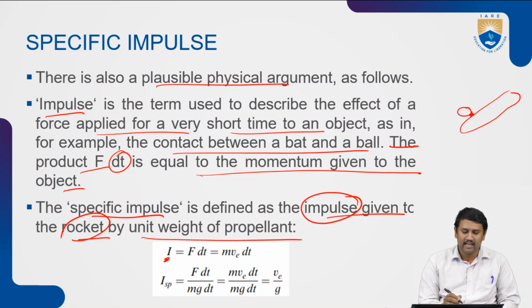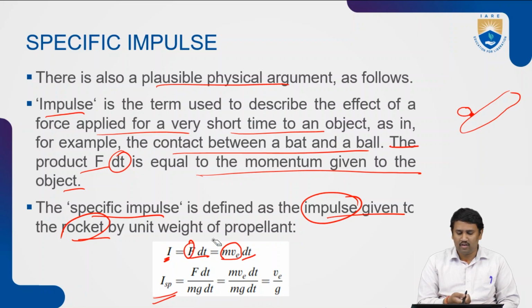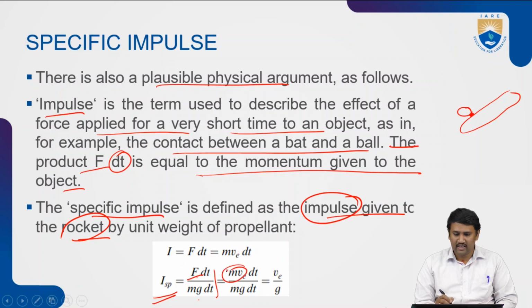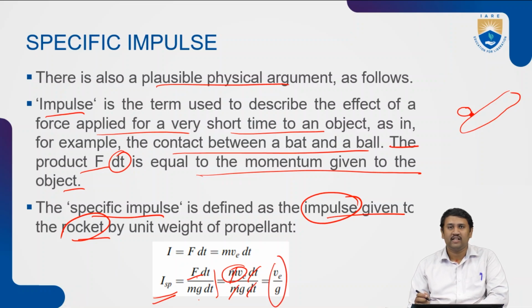particularly denoted by I, which is nothing but, in terms of the ball, F into dt, where my force is nothing but mass into exhaust velocity and dt while integrating, right? And for specific impulse, similar to my ball, force into mg dt as it is. Now, the force is again rewritten as m into v. If you are cancelling the masses, what remains? Velocity, exhaust velocity, to the ratio of the gravitational constant, particularly acceleration due to gravity.